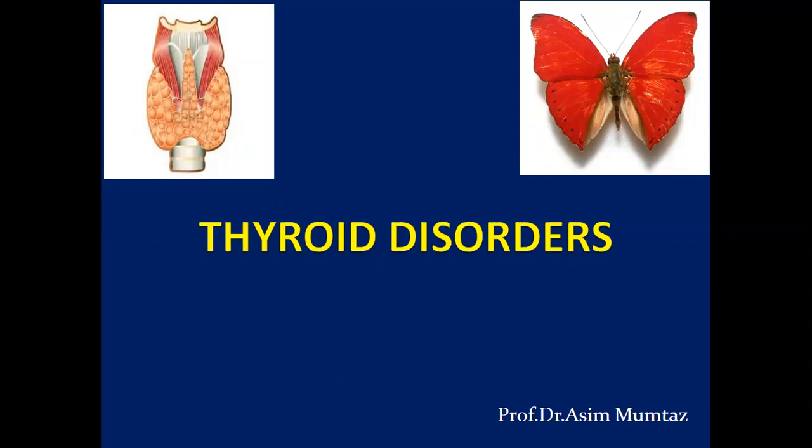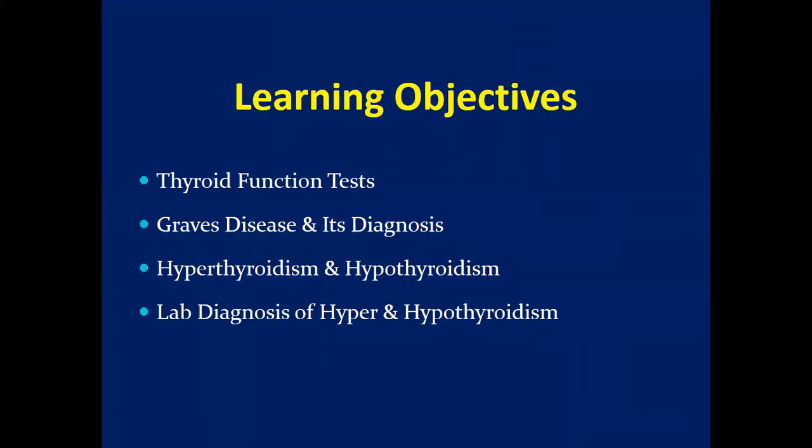In the last lecture, we discussed the basic metabolic effects of the thyroid hormones and their production and biosynthesis. In this lecture, we will be discussing the thyroid function tests, Graves' disease, and how it is diagnosed. Then hyperthyroidism and hypothyroidism causes and the etiology, and most importantly, the lab diagnosis of hyper and hypothyroidism.